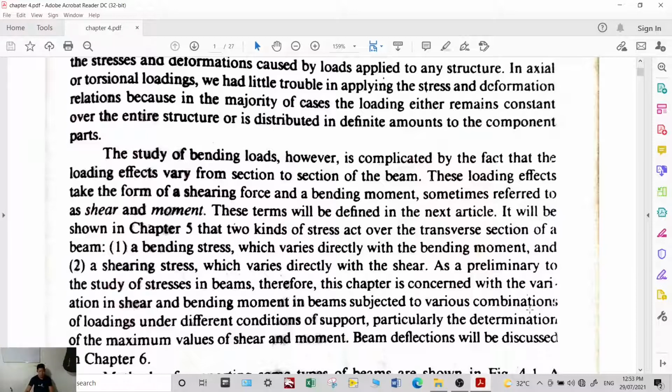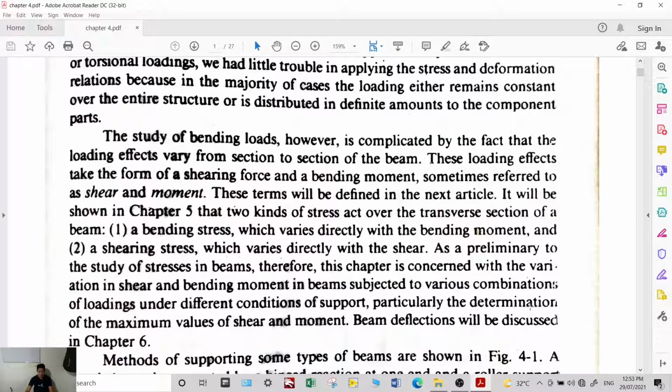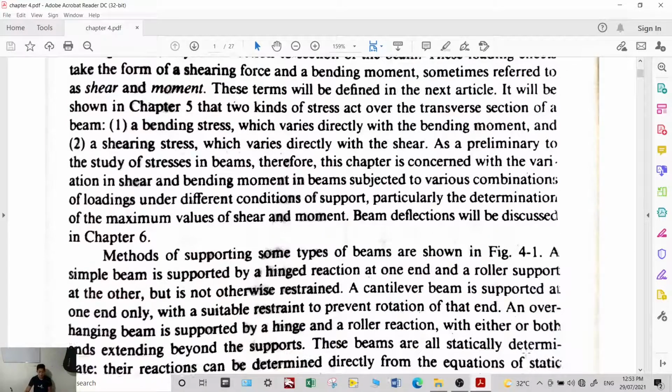So, to start, we will be determining different kinds of loading and different types of support, and then apply them and draw the shear and moment diagram. So, our objective for this chapter is to be able to draw the shear and moment diagrams for a beam.